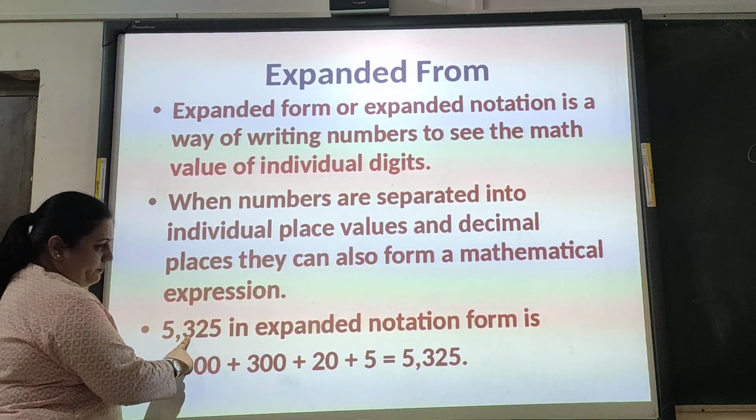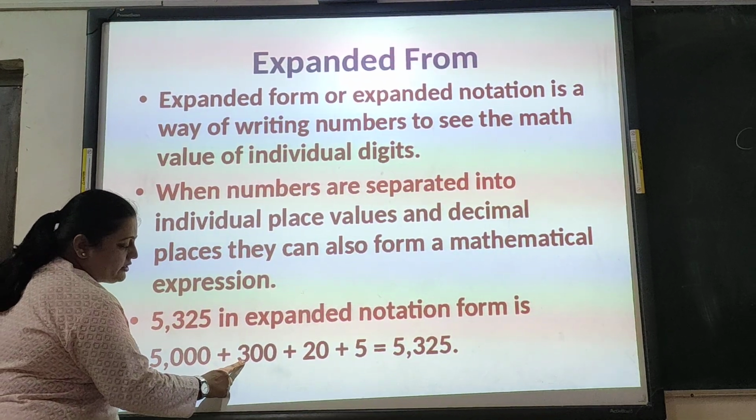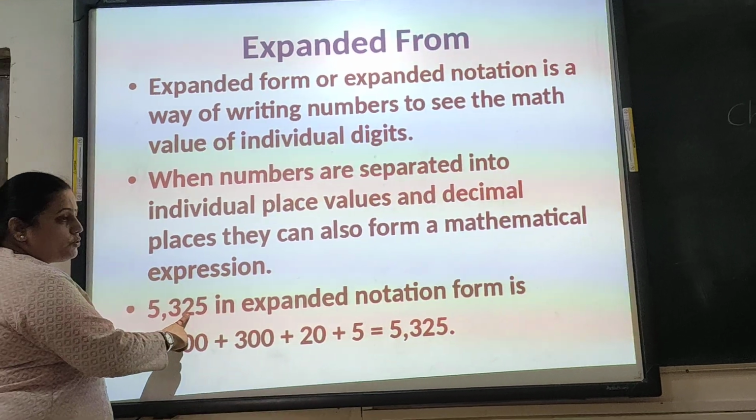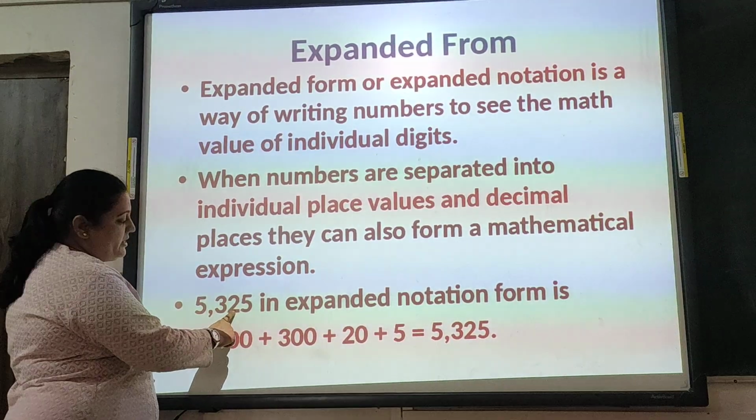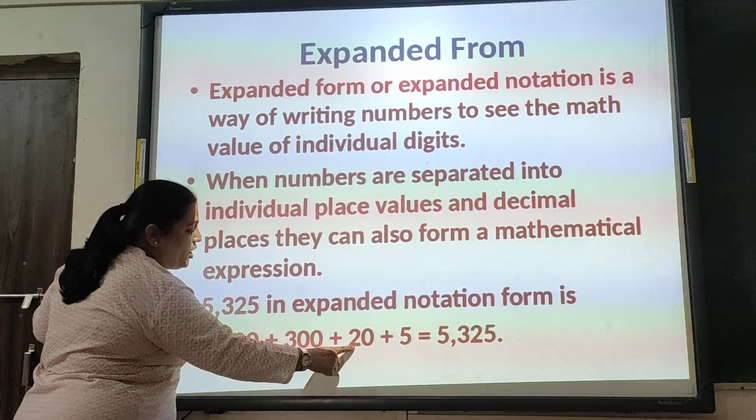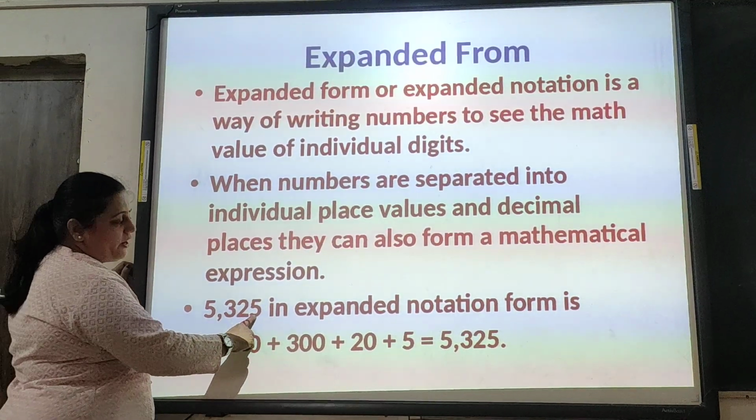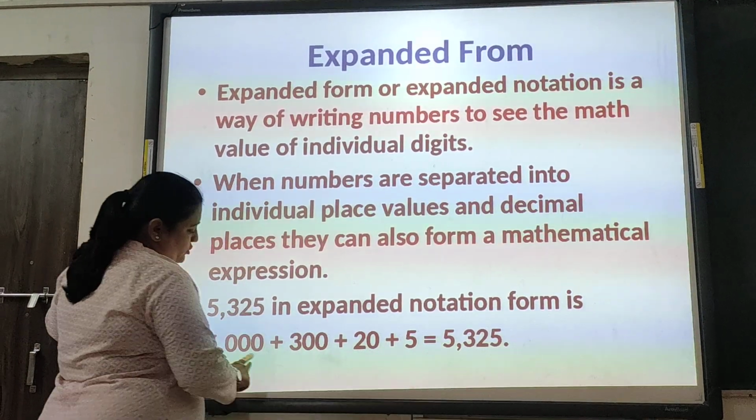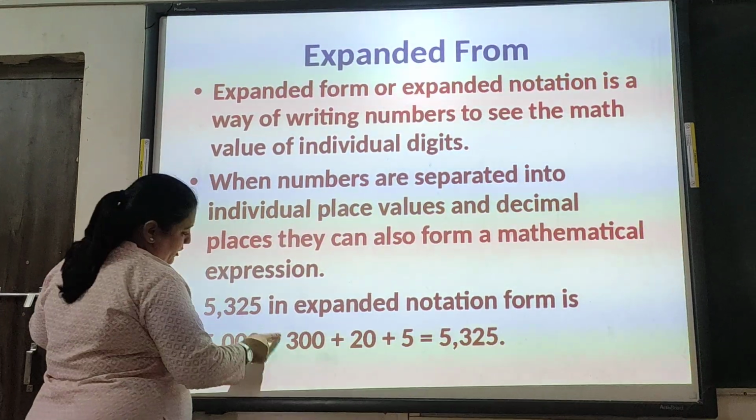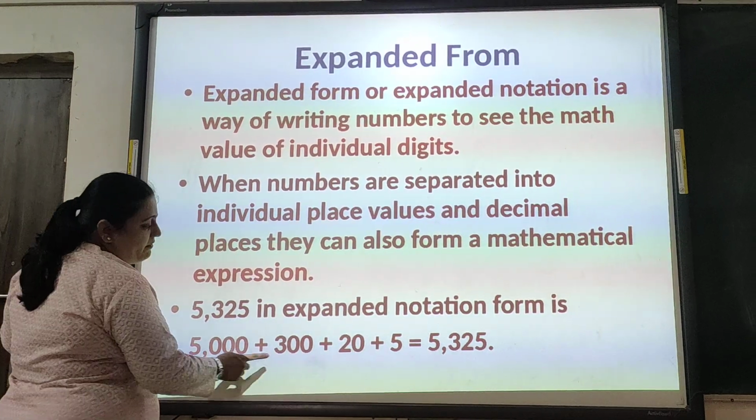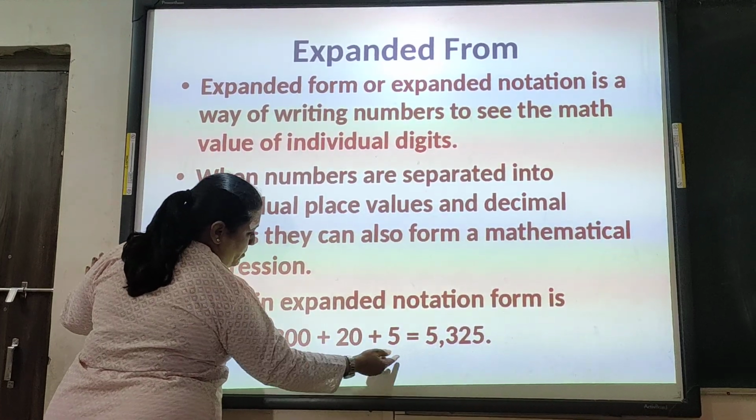It is on the 100 place. So 3 into 100 is equal to 300. Where is 2? 2 is on the tens place. So 2 into 10 is equal to 20. And where is 5? 5 is on the unit place, ones place. So 5 into 1 is equal to 5. So these all are the place values of these digits. Then when we add this, we will get this number.